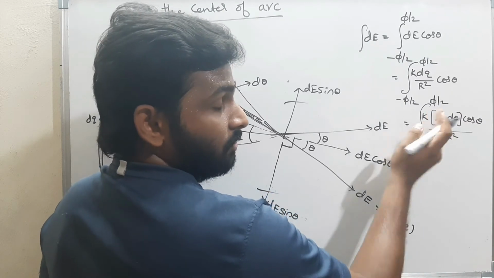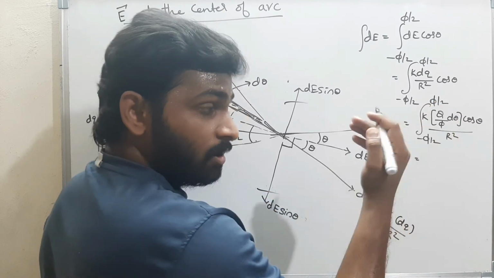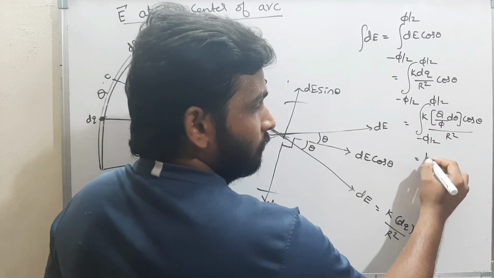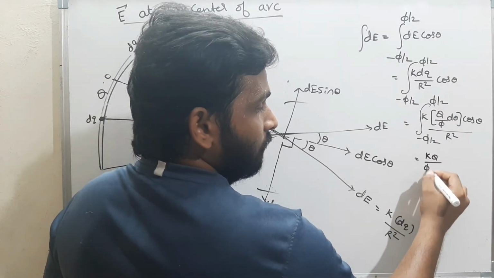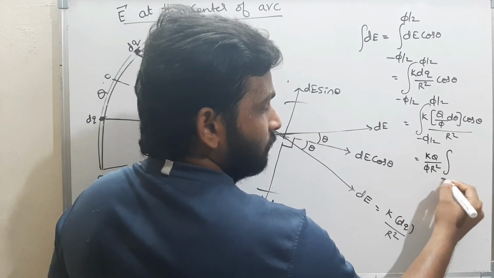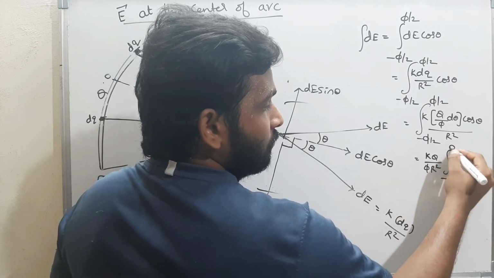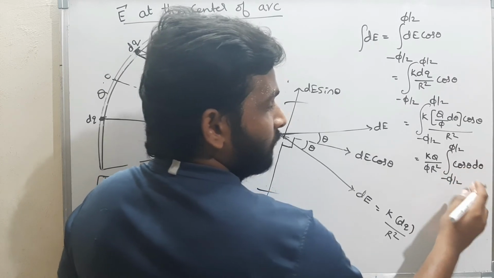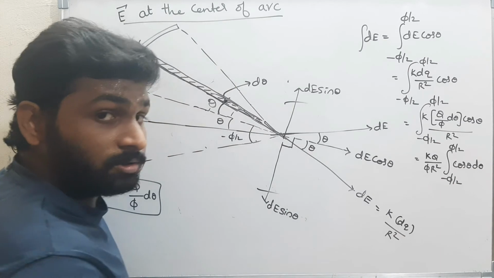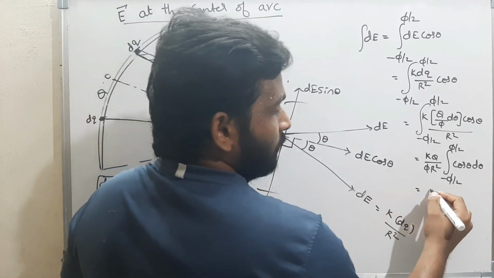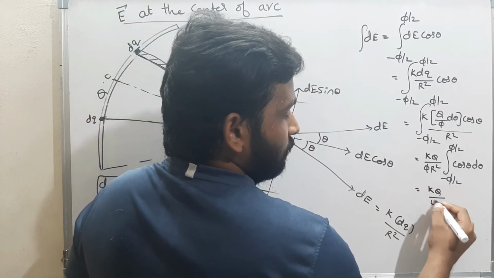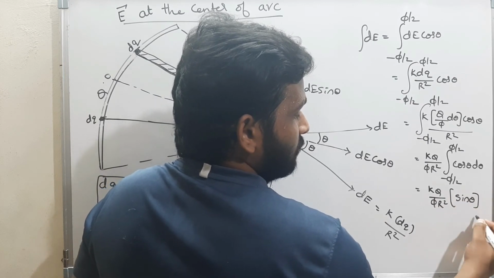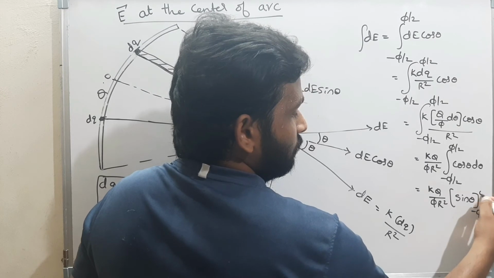Therefore, k is constant, it will come out. Q is constant, it will come out. Phi is constant, it will come out. R square is constant, it will come out. Therefore, k q by phi r square, limits from minus phi by 2 to phi by 2, cos theta d theta. What is the integration of cos theta? The integration of cos theta is sin theta. Therefore, kq by phi r square sin theta, limits from minus phi by 2 to phi by 2.